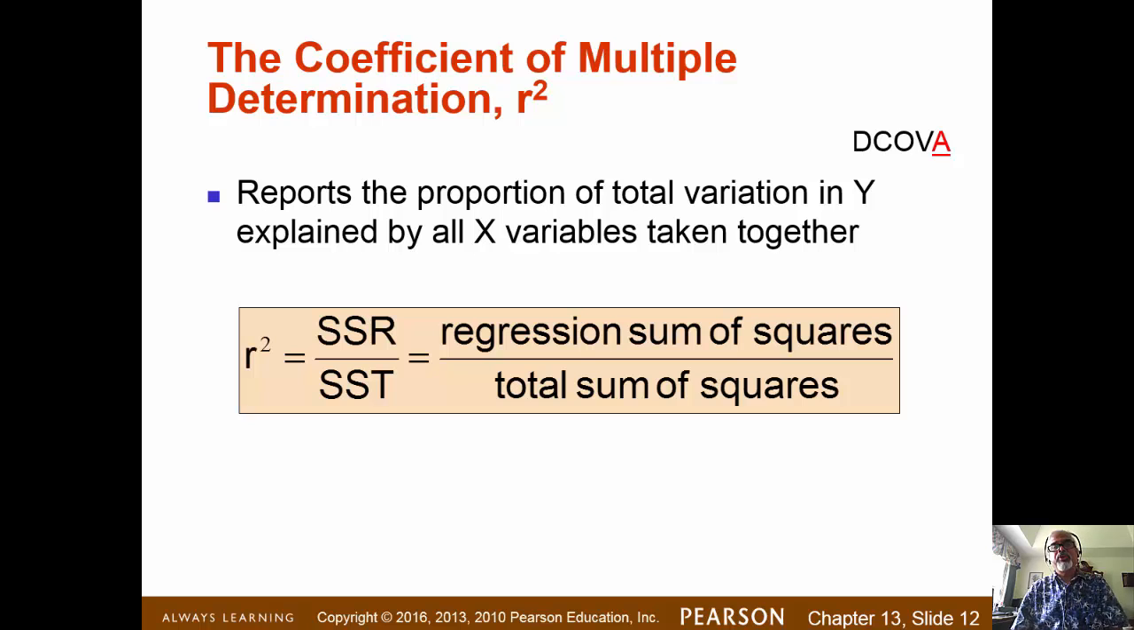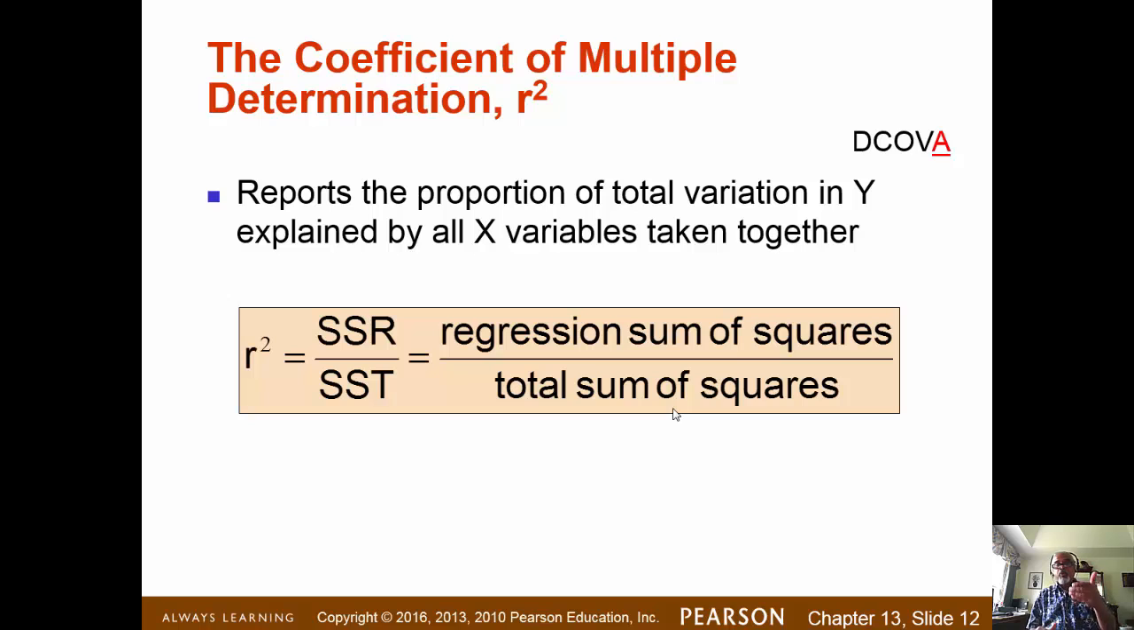The next topic is coefficient of multiple determination, R squared. This time we call it multiple determination because this is multiple regression analysis. In the previous chapter, the terminology we used for R squared was coefficient of determination. Now we say coefficient of multiple determination, and the formula is the same, SSR over SST.